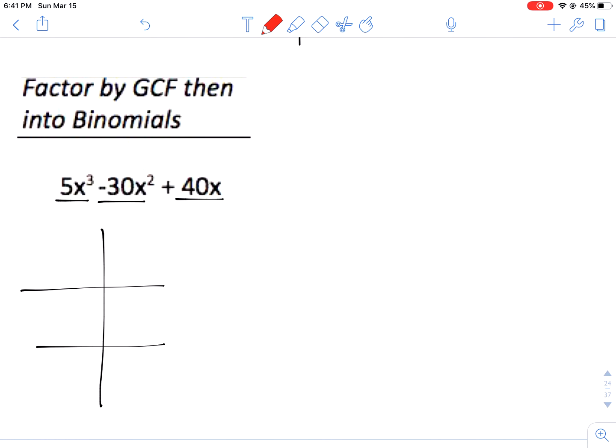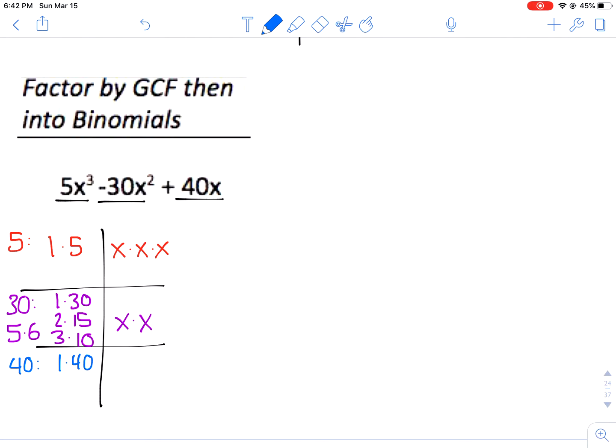So I'm going to put the factors of 5 in the first box, along with 3 x's. Then I'm going to put the factors of 30, 1 times 30, 2 times 15, 3 times 10. So we need a little more space. And 5 times 6. And we have 2 x's with that one. And then in the last box, we're going to put 40.